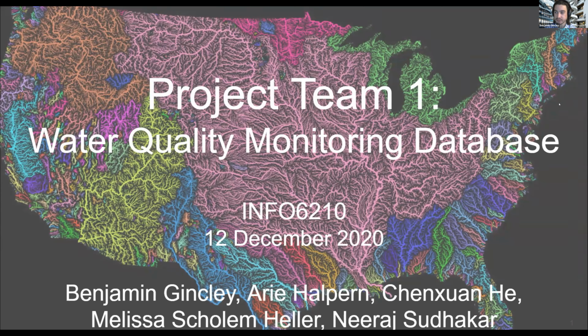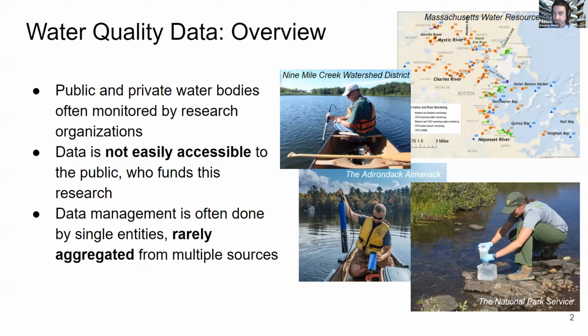Water quality parameters are measured by stakeholders, including government agencies, nonprofits, water body managers, and universities. Though collecting these measurements is often funded with public tax dollars, the data is usually not accessible through a centralized database, as data management is often done by individual specialists or organizations, and it's rarely aggregated.